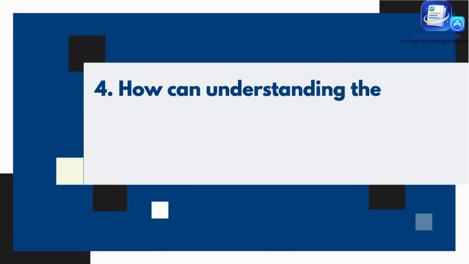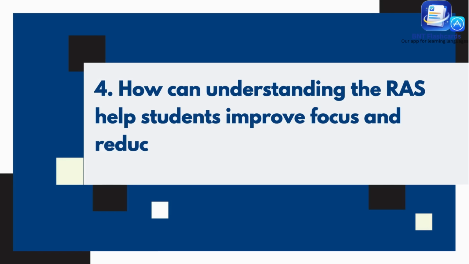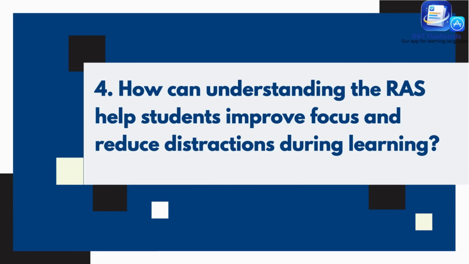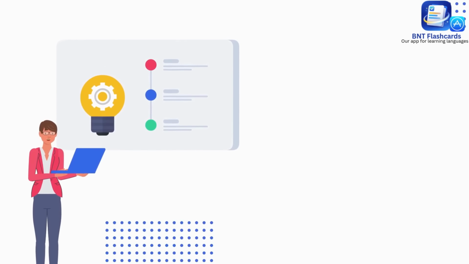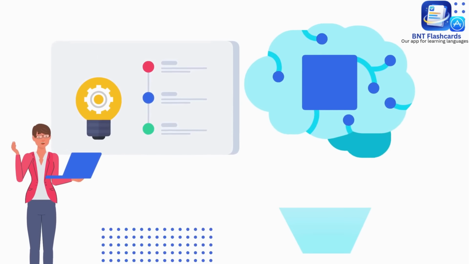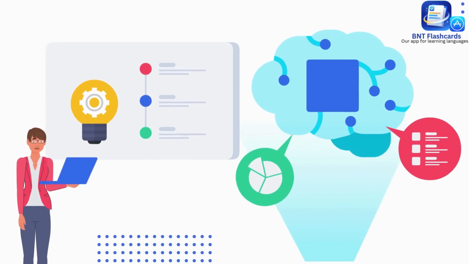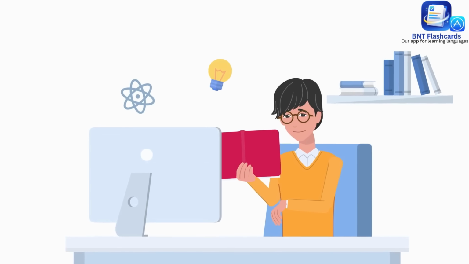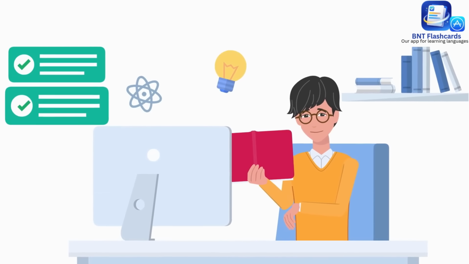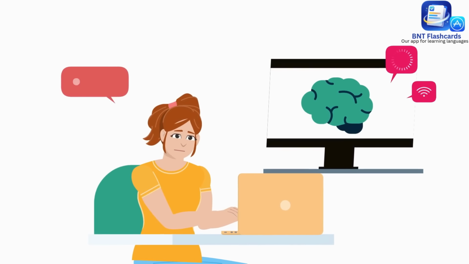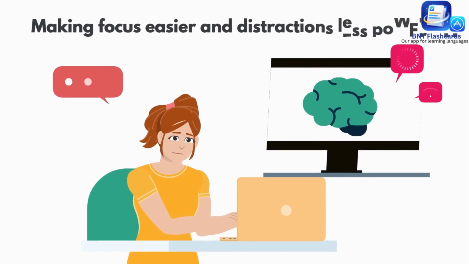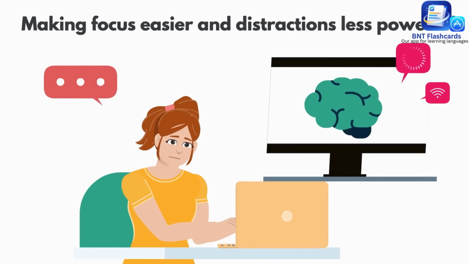4. How can understanding the RAS help students improve focus and reduce distractions during learning? When students understand that attention is guided by relevance, they can work with their brain instead of against it. By setting clear learning goals and creating meaning around what they study, they signal the RAS that the information matters, making focus easier and distractions less powerful.